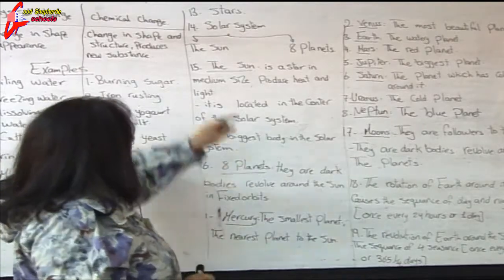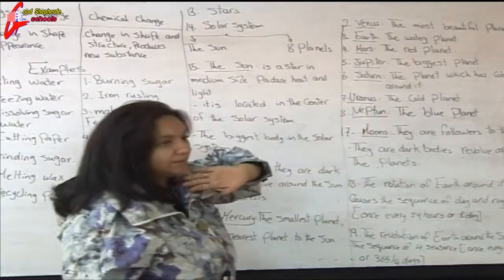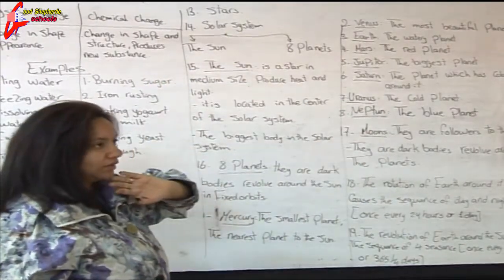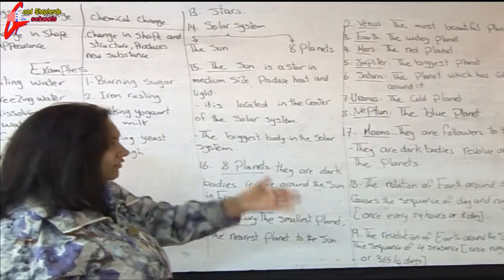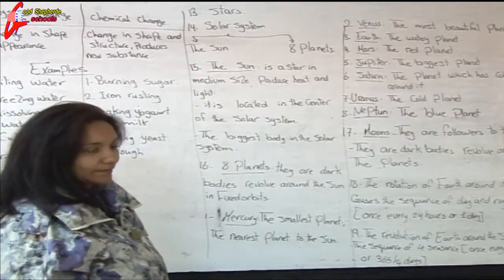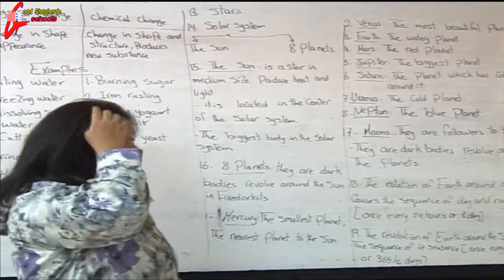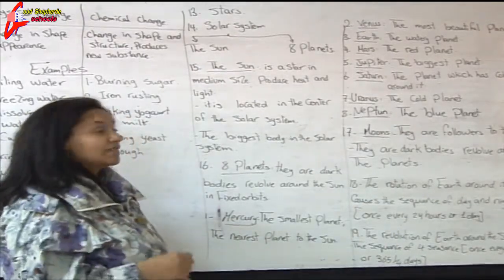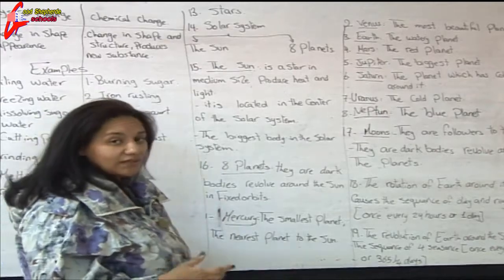So I must write the sun and the 8 planets. I don't write the moon. If he adds another space, then I will write the moons. What about the sun? The sun is a star of medium size, and the sun produces heat and light.